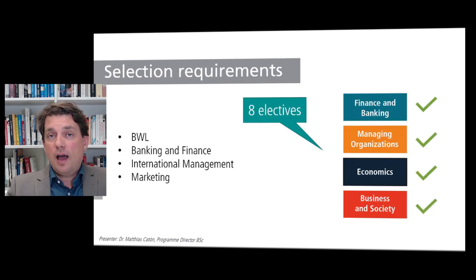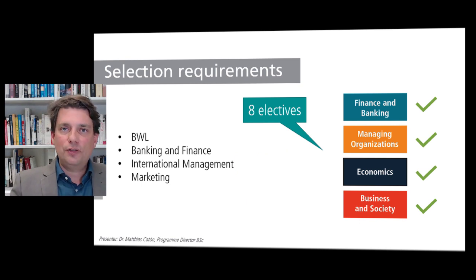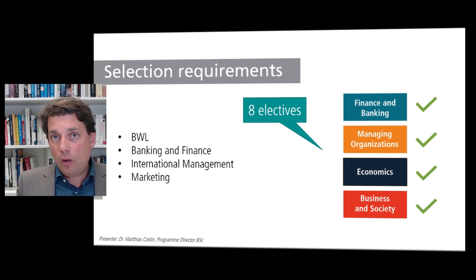The selection requirements are as follows, and as they differ by concentration, I have different slides, and we'll start with the easiest case, the students of BWL, Banking and Finance, International Management and Marketing. They don't have any mandatory modules at all, which means all 8 modules in the advanced study phase are electives for you. You pick and choose basically as you like. The only requirement is that you have to cover each of the 4 thematic pillars at least once. So 1 module minimum from each of the 4 thematic pillars.